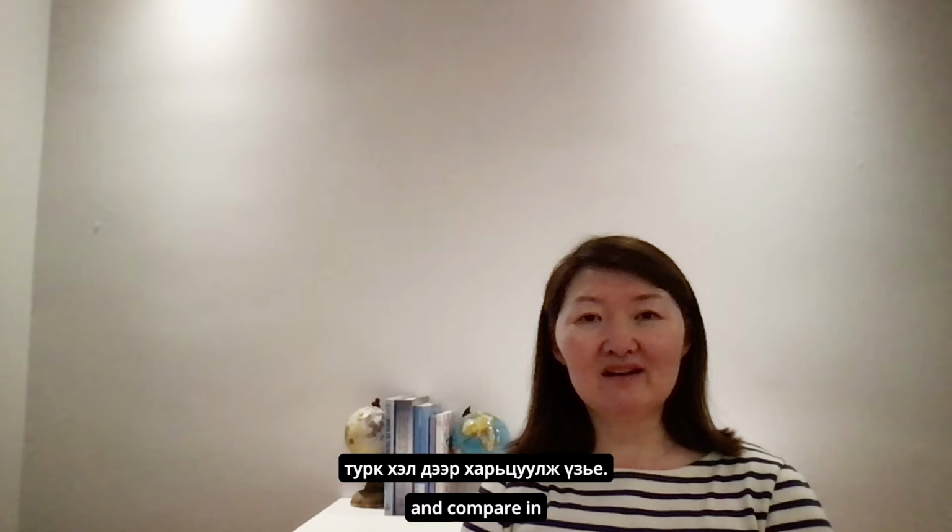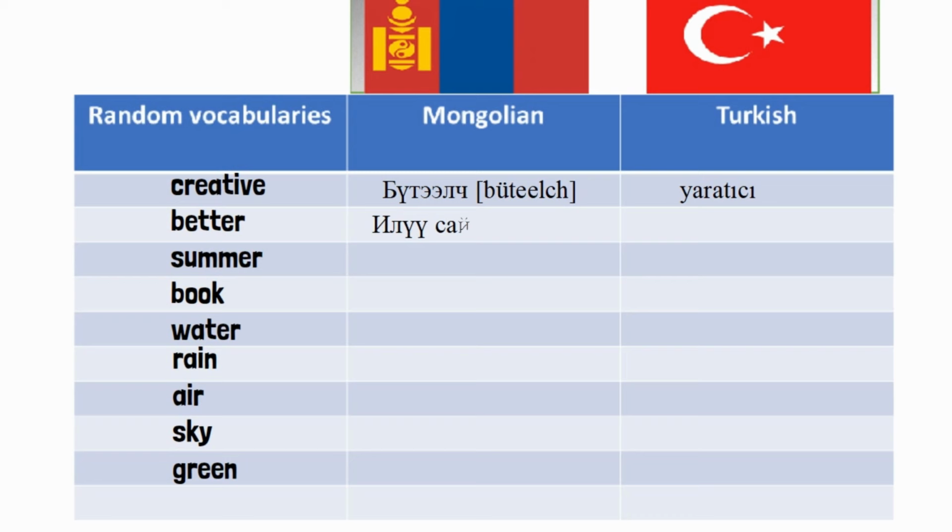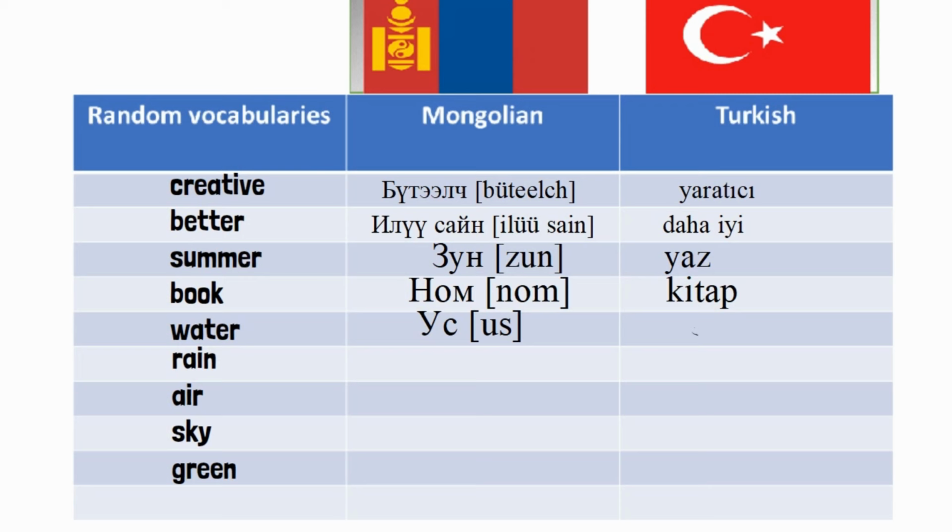Butech. Yaratıcı. İlü sen. Daha iyi. Zon. Yaz. Nam. Kitap. Us. Su. Bara. Yağmur. Agar. Hava.